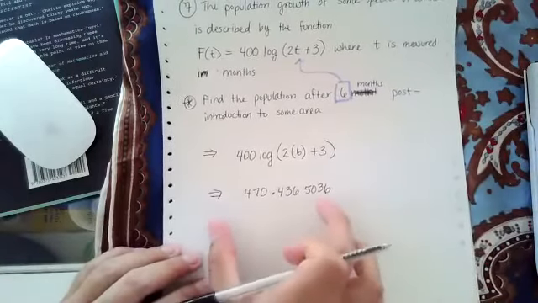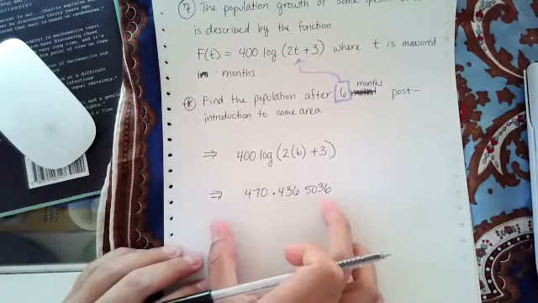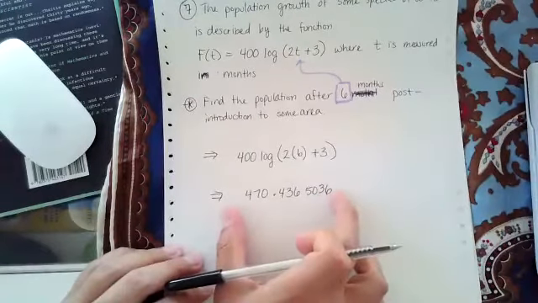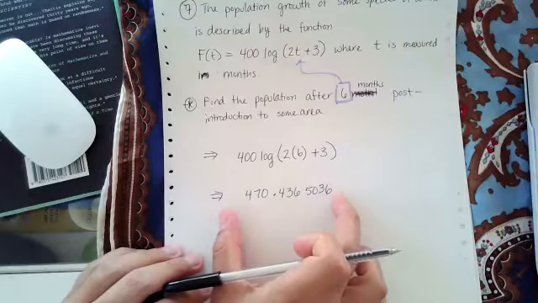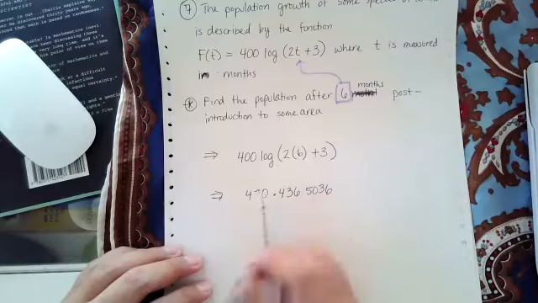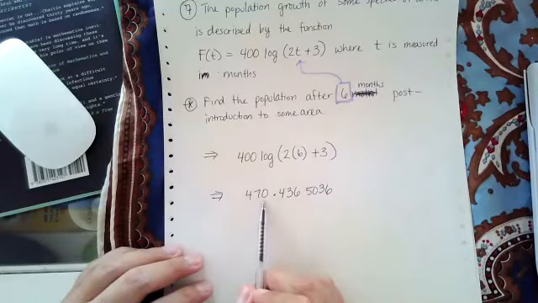But let's try to use some common sense here. What does this number represent? What are we measuring here, based on the prompt that was given? Population. The population of some animal species. Now, we could have 470 animals. We could go out and count them.